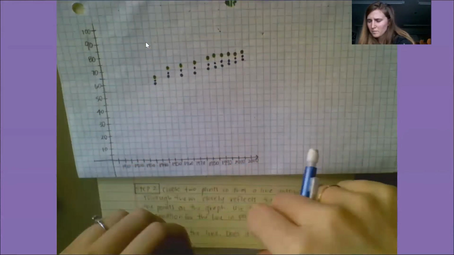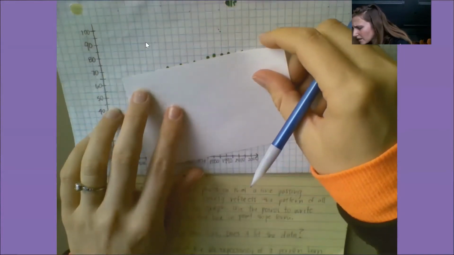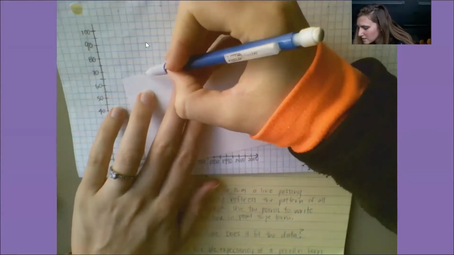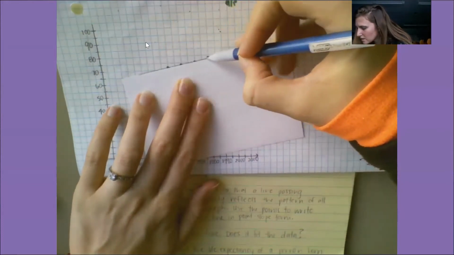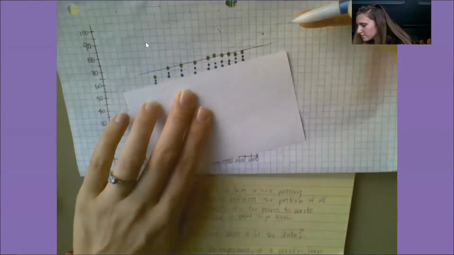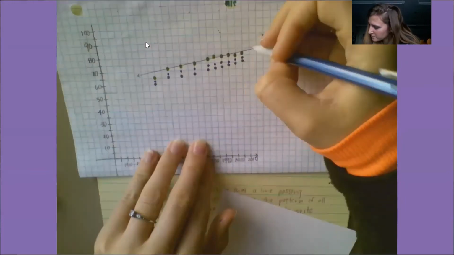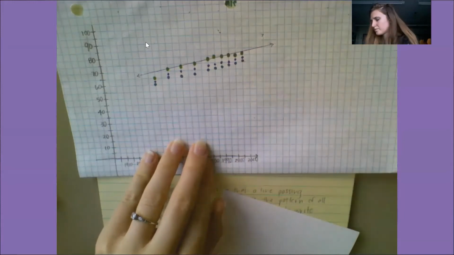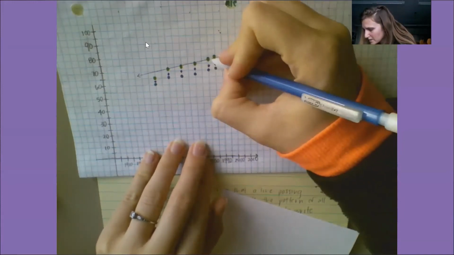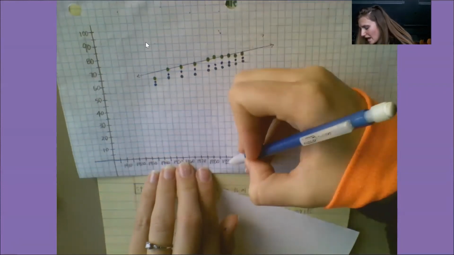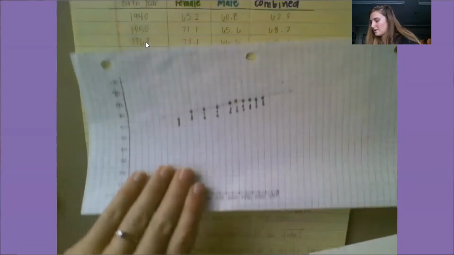Okay, and what I'm thinking now that I'm seeing that is if I choose these two points, that looks a little better. I'm going to use that. So I chose this point and this point, that would be at 1980 and 1990.